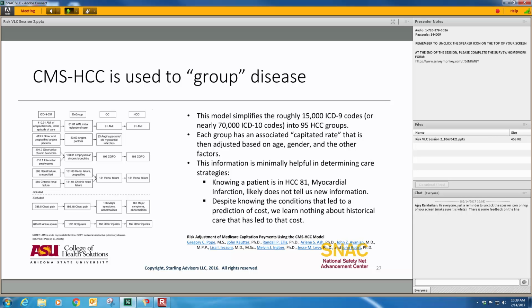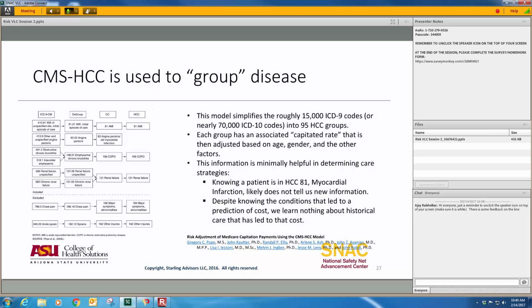You can't see it on the chart here, but when you get the slides, you'll be able to see that these HCC groups essentially group much larger numbers of diseases into common buckets that drive cost and are predictive of cost. So then each group has an associated capitated rate that is then adjusted based on age, gender, and other factors. In my hypothetical example, I gave you a 1 through 7 scale. This scale has 95 different variants.